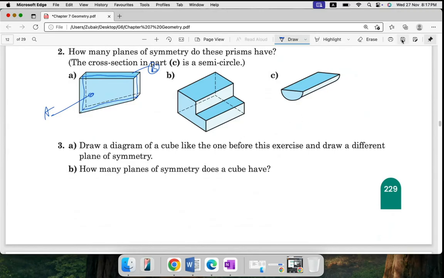So for B, we'll do the same. We'll slice from the side. And how many planes do you think it will have? One. That's B, right. For C, C will also have one. Think again, the number is other than one. It has two. Yes, one in the middle and one the other way.